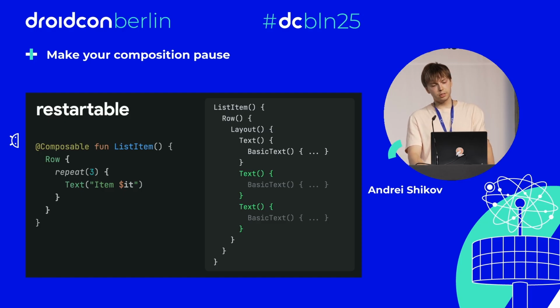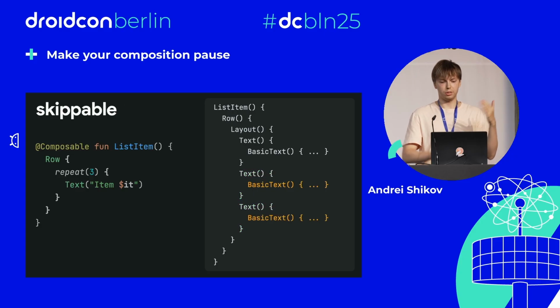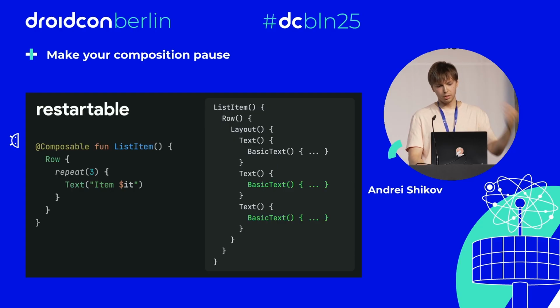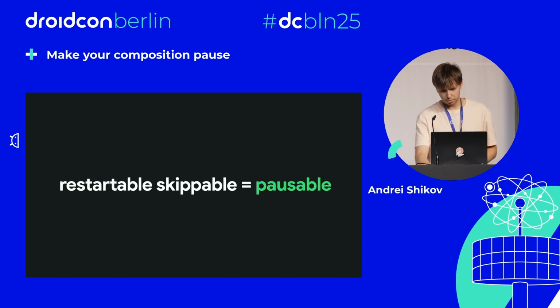Well, the problem is that we cannot pause the scopes that we restarted, so we have to still execute some part here. But we can pause or skip on the next part, which is the next restartable, skippable function, which is the basic text in this sense. And we continue executing like that, restarting from the basic text now, until we finish with the composition. So this way, with the restartable skippable properties, we can actually implement pausable behavior. We can pause composition and resume it later.